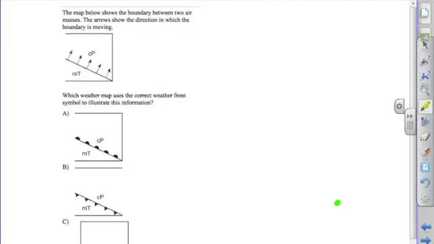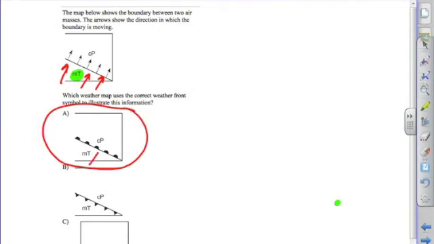Next question. The map below shows the boundary between two air masses. The arrows show the direction in which the boundary is moving. Which weather map uses the correct weather front symbol to illustrate this information? So if I've got a maritime tropical air mass here, and they're telling me that it's moving in this direction, let's see, MT, maritime means wet, tropical means warm. I need a warm front symbol to be pointing toward what would be the northeast. Looks like choice A would be the way to go because this definitely shows warm air is moving in that direction based on the direction that the little semicircles are pointing toward.